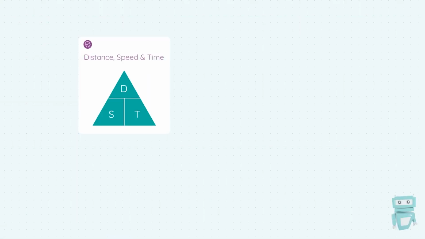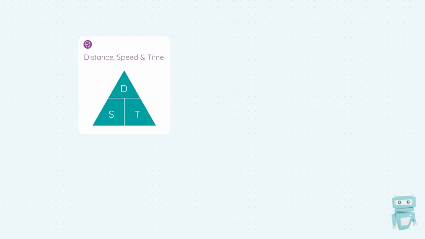Hey there, it's Stephen here with Studyclix, and in this video we're going to look at calculations involving distance, speed and time. Now the minute we're dealing with a distance, speed and time question, I want you to draw your DST triangle like I have on screen. D for distance on top, speed on the bottom left, and T for time down the bottom right. This triangle will help us unlock every formula involving distance, speed and time. So let's see how it works.